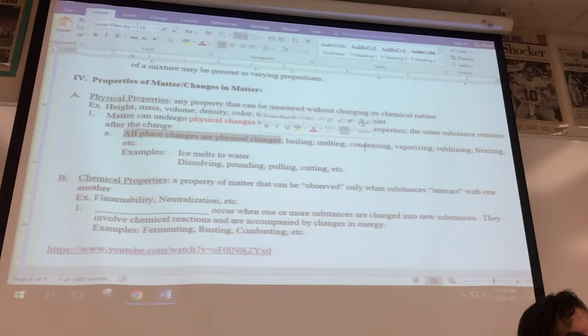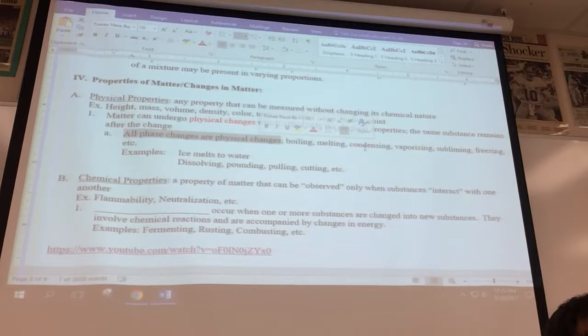Vaporization, the opposite. What does sublime mean? Sublimation. Change in state from what to what? Go ahead, Stephen. Gas to solid. When dry ice sublimes, or solid to gas. You got it. So when dry ice sublimes, it goes from solid to gas.